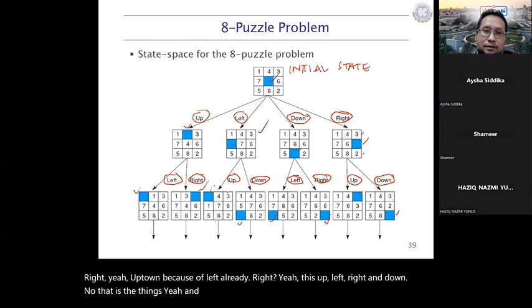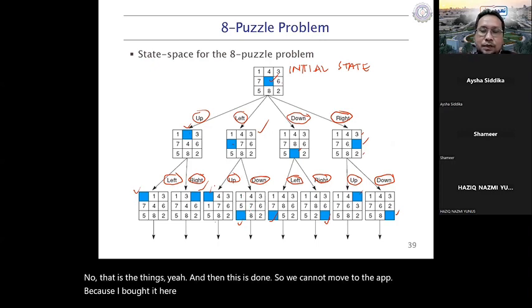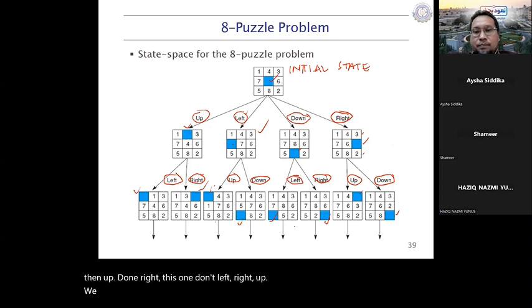And then this is down. So we cannot move up, because up is already here. So we only move to the right, because left is already taken. Then up, down, right. This one down, left, right, up. We move only to the up position. We cannot move to the left because it will go back to the original position.